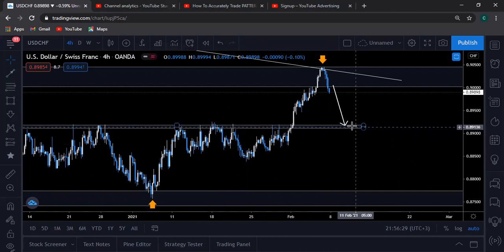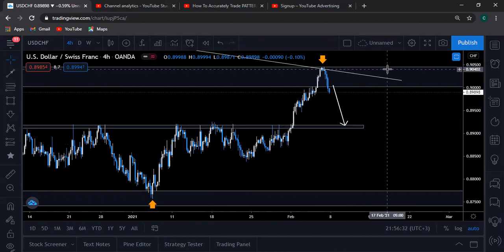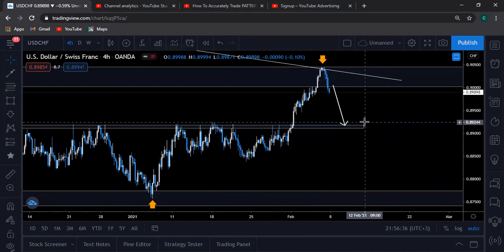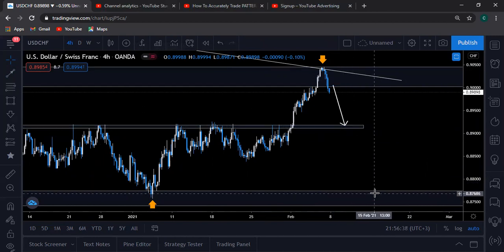If this market structure will hold, then we'll be looking for further continuation on the upside. But if prices break this market structure, then I'll be expecting to see prices push all the way down here to around 0.87. So that's how I expect the pairs to play out in the major currencies from tomorrow when the market opens.